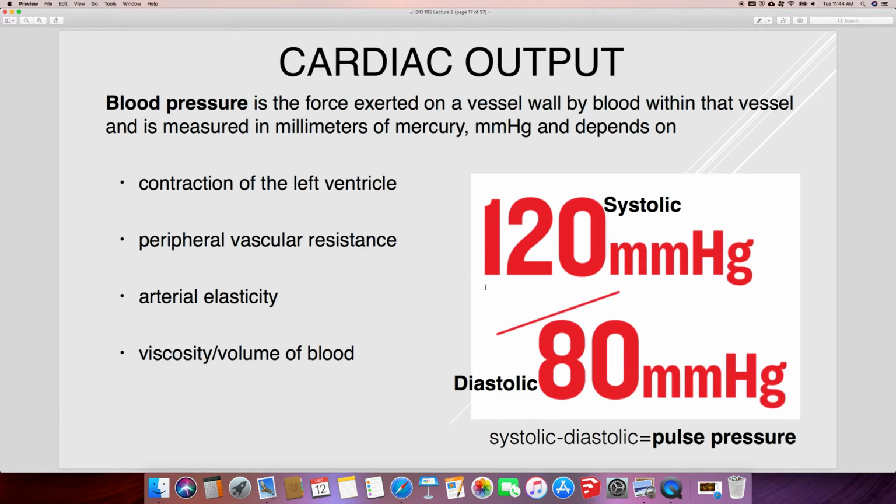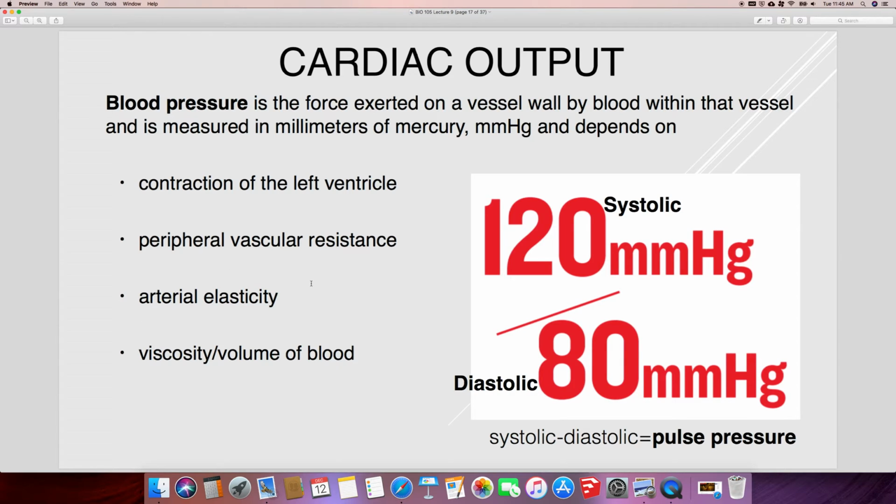So blood pressure, this is just the force that's exerted on a vessel wall by blood within that vessel. We measure it in millimeters of mercury. And blood pressure really depends on 4 things. Contraction of the left ventricle, so strength of contraction or weakness of contraction. Peripheral vascular resistance, so if there's any resistance due to diseases of the arteries like arteriosclerosis or atherosclerosis, that can increase resistance and thus increase pressure.